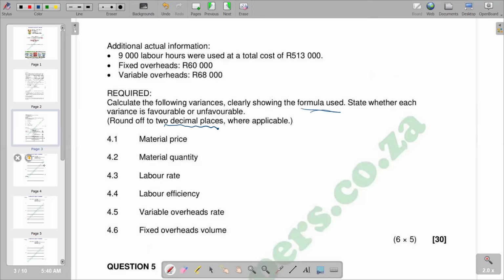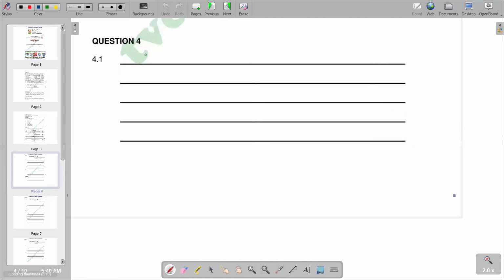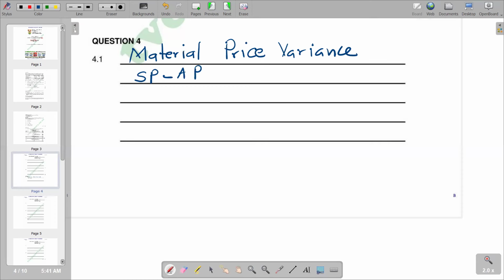So coming to our answer section, the first that we're going to calculate is material price. So on material price variance, the formula that we are going to use is standard price minus actual price. And then the answer that you get, you multiply by actual quantity.